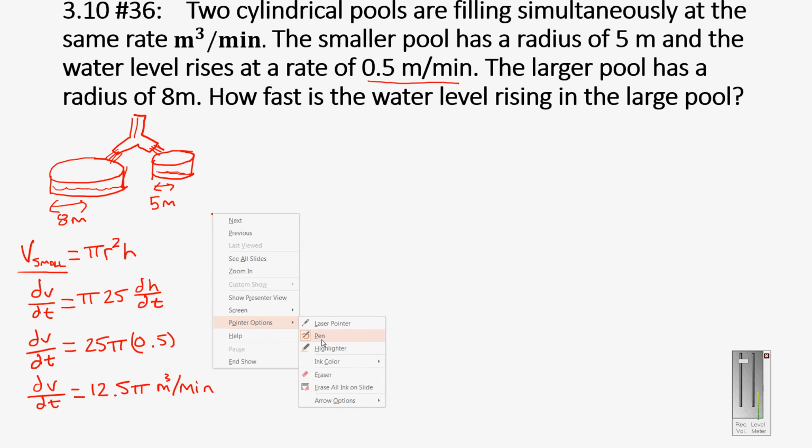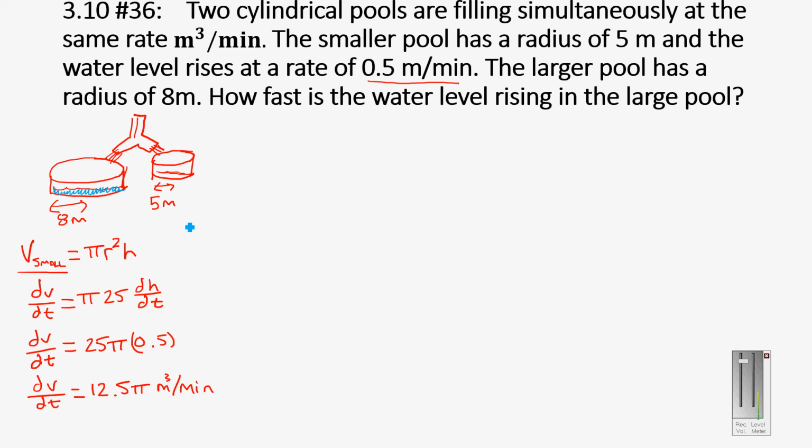I'm going to change my pointer here, give me a different color, and we're going to call this the large pool over here. So this will be the large pool that we're calculating right now. And so the volume of the large, well, it's the same equation. It's pi r squared times h, so that's the same exact equation. The dv/dt, though, that doesn't change. That's still this, because I'm filling at the same rate. So the dv/dt of the large is still 12.5 meters cubed per minute.